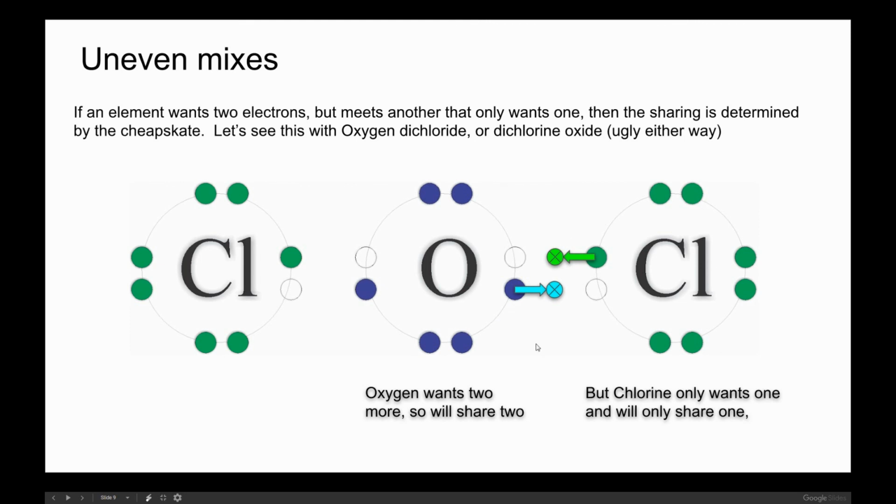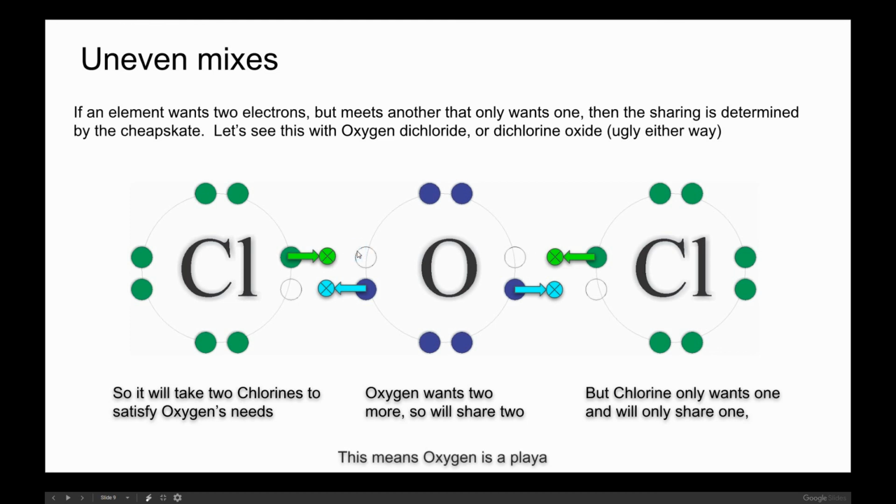I'll share 1 back. Now this chlorine's content, going, I've got my 8 electrons. But the oxygen is like, this kind of sucks. So it's going to need a second chlorine to come in, and the second chlorine goes, well, I will share 1. And between them, oxygen has now managed to gain 2 electrons by pretense, by this shared pool. See? 2 electrons are coming in. This means oxygen's a playa. He's got 2 girls, or it's a girl with 2 guys.